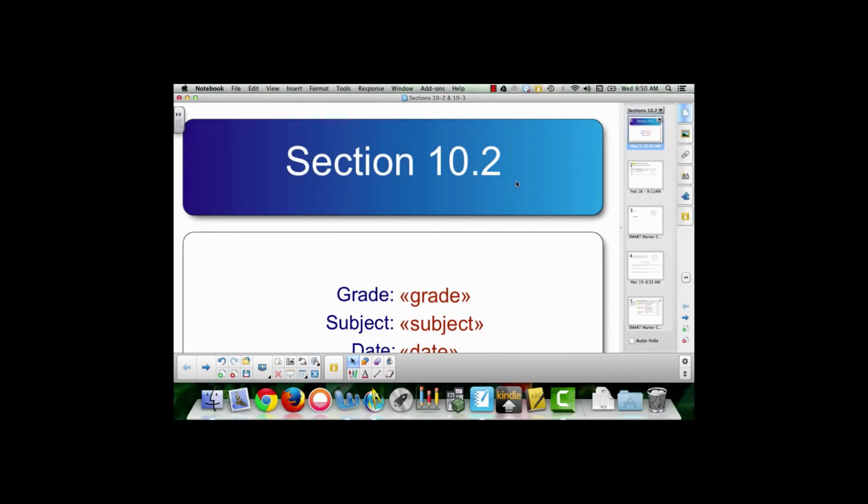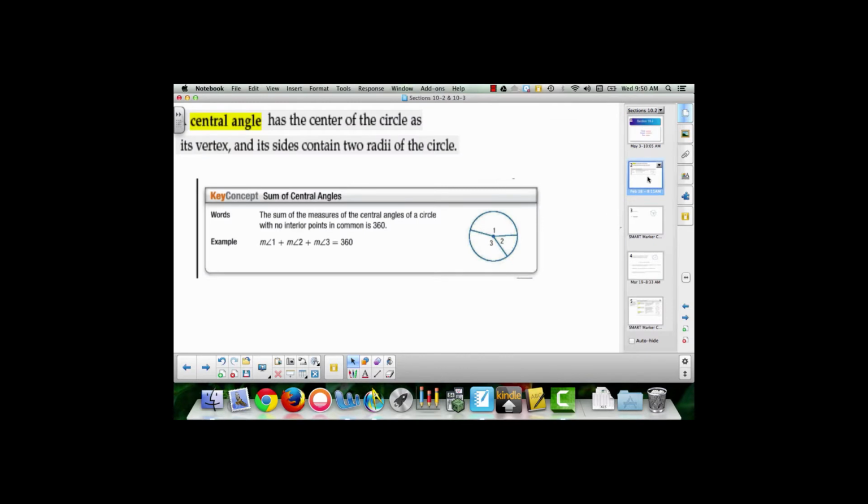We will now go over section 10.2 in your book. We're going to talk about central angles first. In this chapter, we'll be talking about several different types of angles in reference to circles, and central angle is one of them. The important thing to remember about these angles and circles is where the vertex lies.